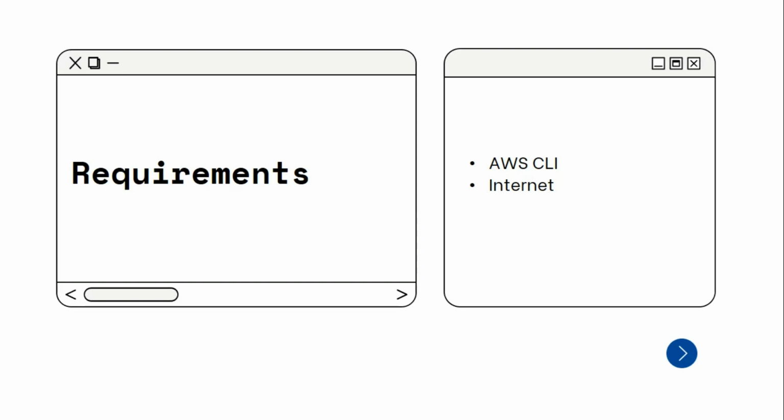The requirements to perform this attack: first, the AWS CLI, and second, a good internet connection. That's it. So let's move on to the demo so you will get a better understanding.